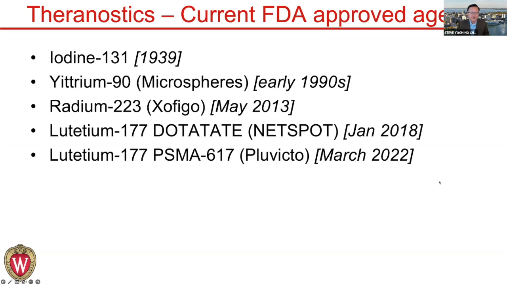And then over the last few years, lutetium-177 dotatate or NetSpot for neuroendocrine tumors was approved in January 2018. And then most recently, in the spring of this year, lutetium-177 PSMA-617 or Pluvicto was approved in March 2022. So really there's acceleration in the field, and there's a lot of research being done, and hopefully there will be more agents approved shortly for clinical use.